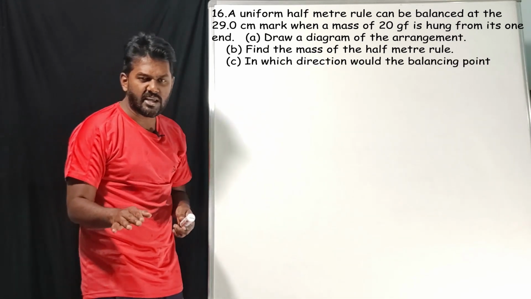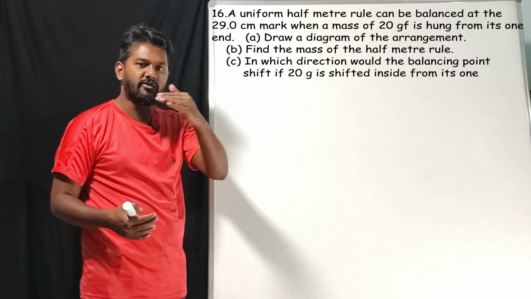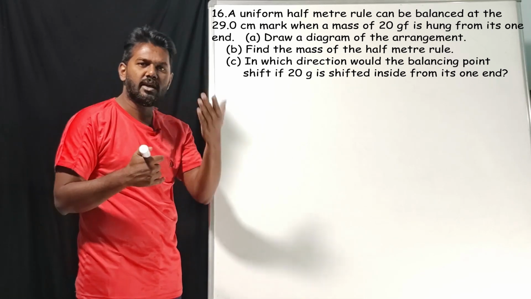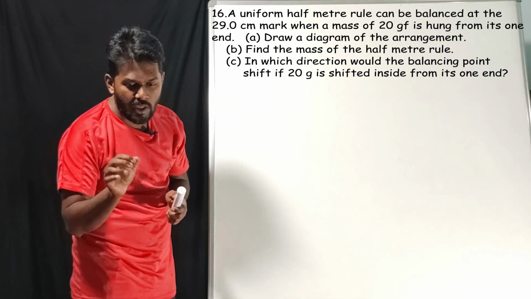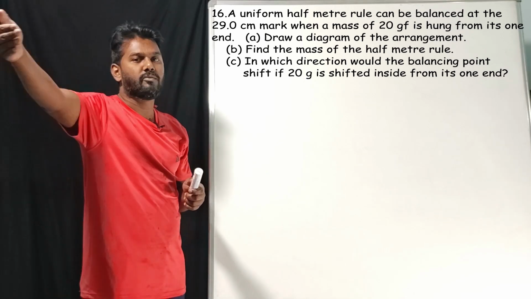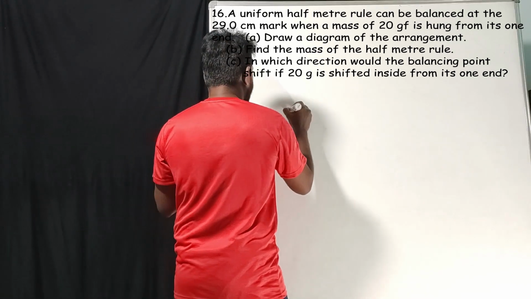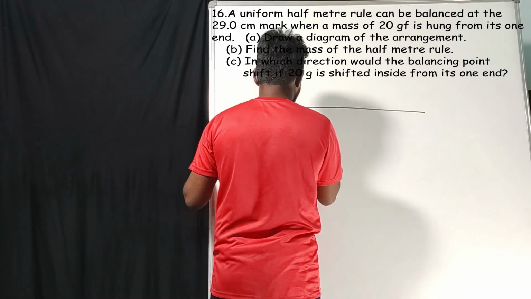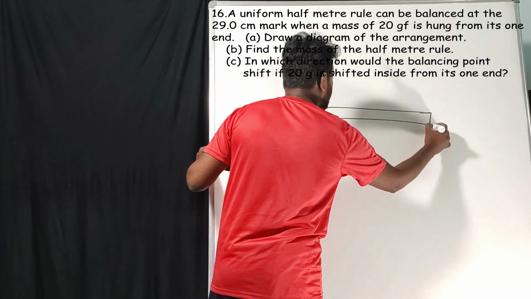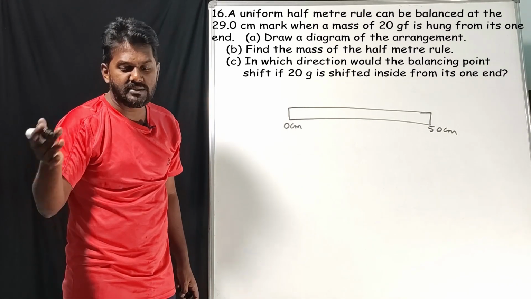Okay, first they are asking you to draw the diagram. I suggest you draw the diagram for each and every question related to the meter rule, so that you can easily find the answer. First we will draw that half meter rule. The very important thing is that it is a uniform half meter rule. Half meter means 0 to 50. 0 centimeter to 50.